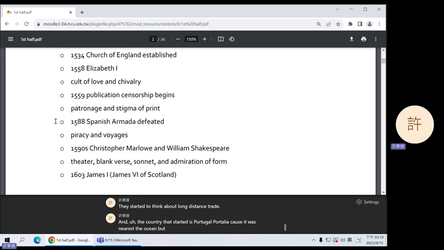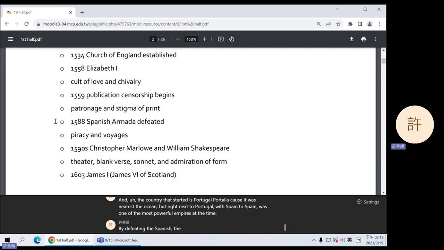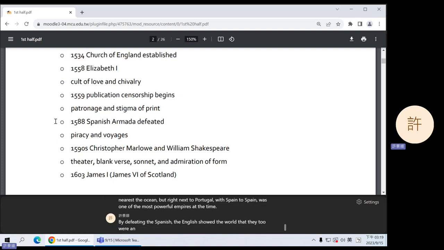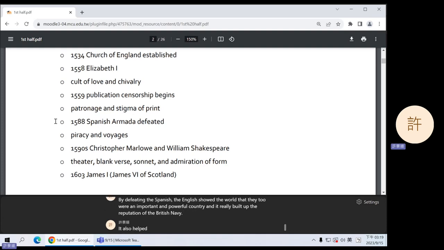But right next to Portugal was Spain. So Spain was one of the most powerful empires at the time. By defeating the Spanish, the English showed the world that they too were an important and powerful country. And it really built up the reputation of the British Navy. It also helped Queen Elizabeth.